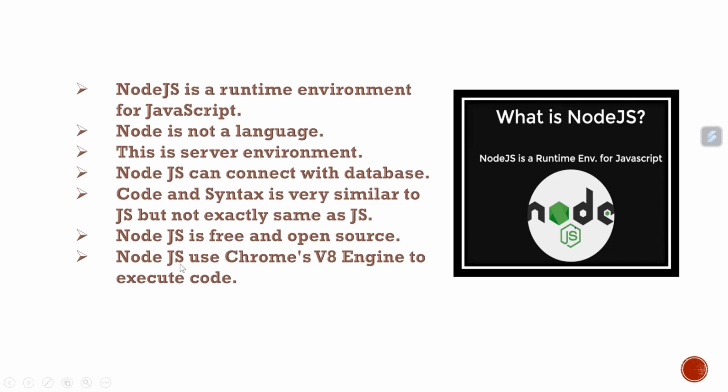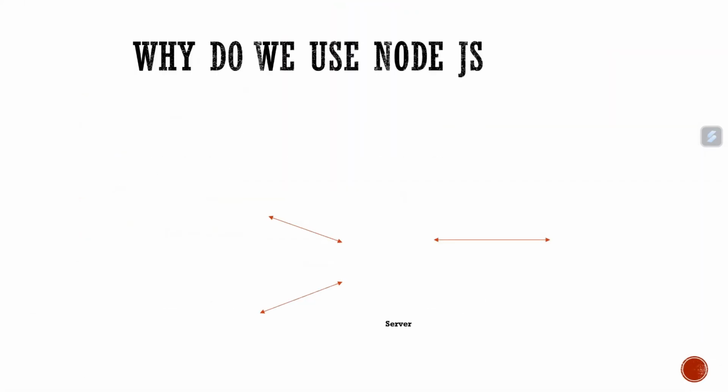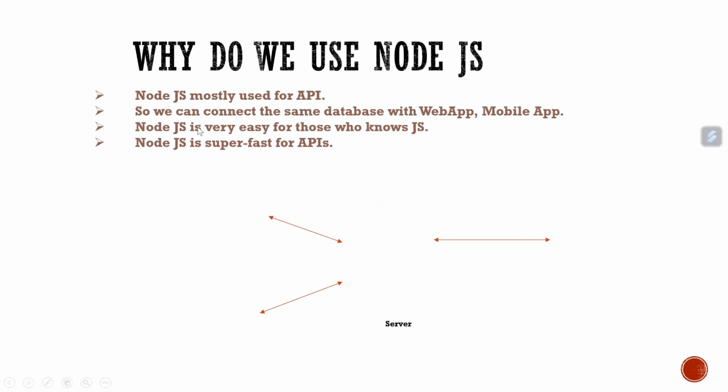These are the important points. Now next is why do we use Node.js? Node.js is mostly used for APIs. API is application programming interface. We will cover APIs in brief in our future sessions. In future, I will cover how to make middlewares using an API, and how to make CRUD operations like create, read, update, and delete.